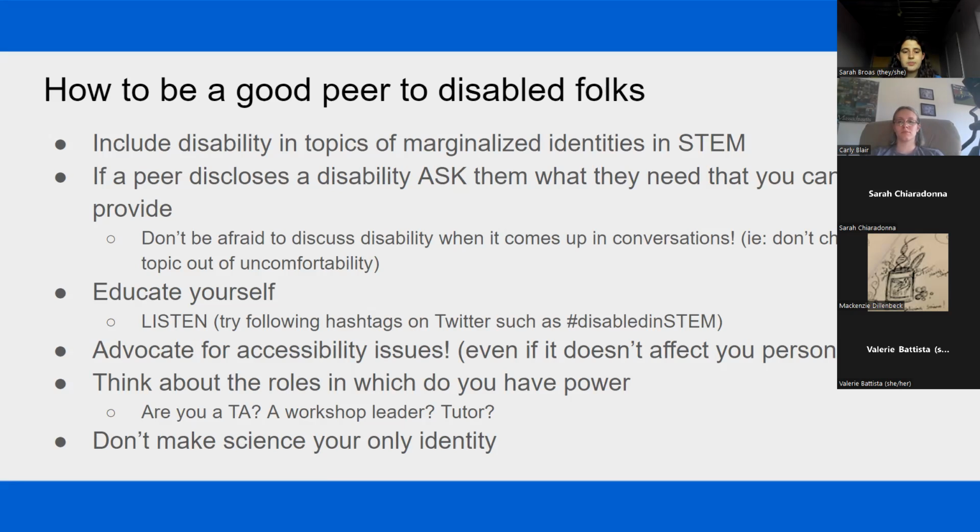Do research and apply the same concepts that I told you to apply as a professor and apply them to your workshops. And finally, don't make science your only identity. Again, that's really important. Even as an undergrad, make sure that that works.